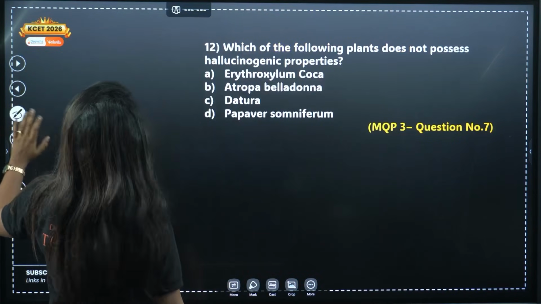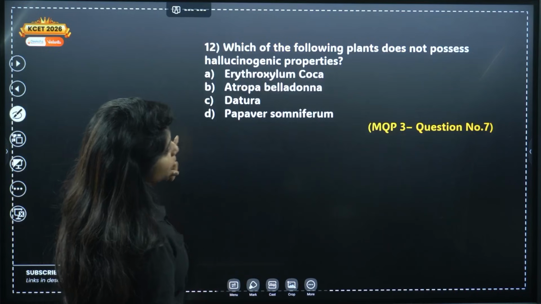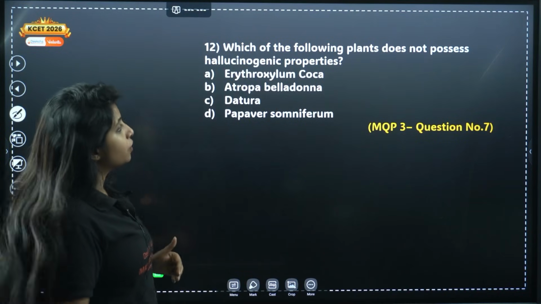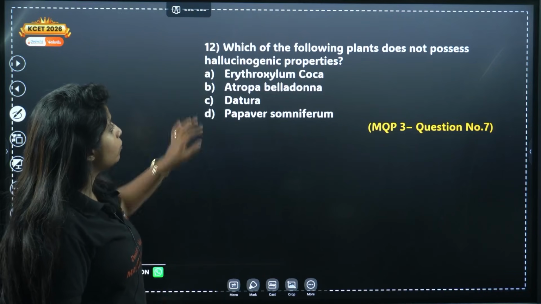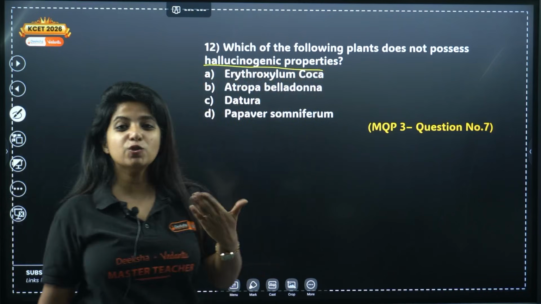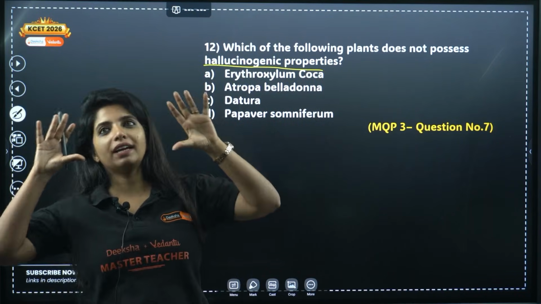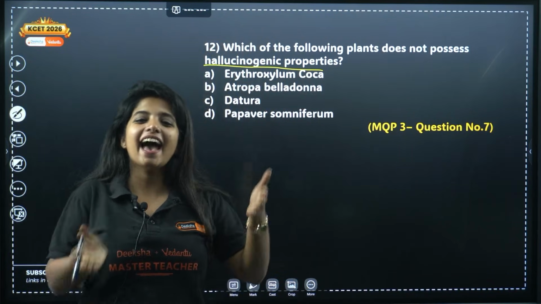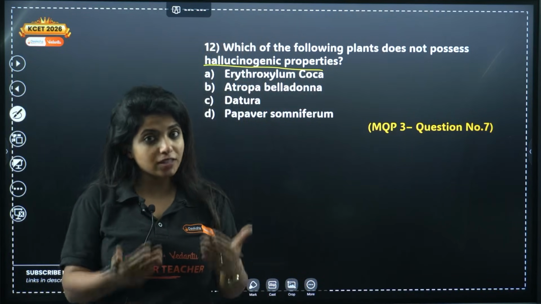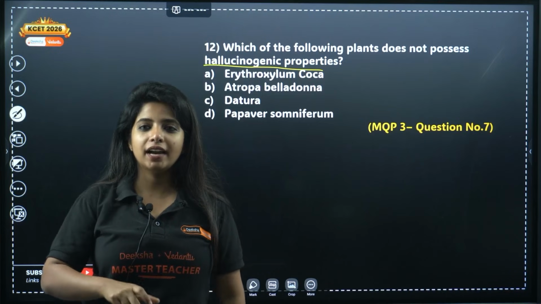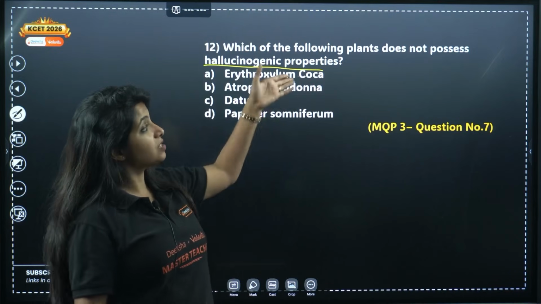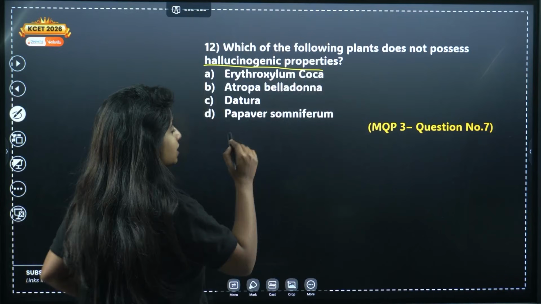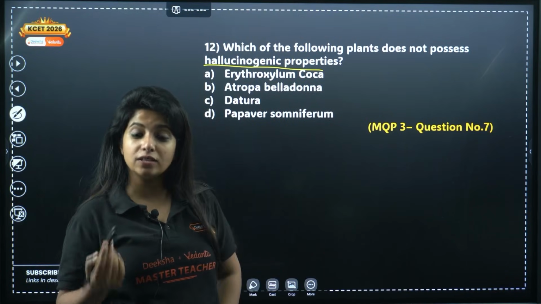Now next question. Question number 12, MQP3, question number 7. So now we have reached model question paper 3. Which of the following plants does not possess hallucinogenic properties? Hallucinogenic means the one that causes hallucination, and here it is being asked the plant that does not possess hallucinogenic properties. So what is the one that we studied earlier that causes hallucination?